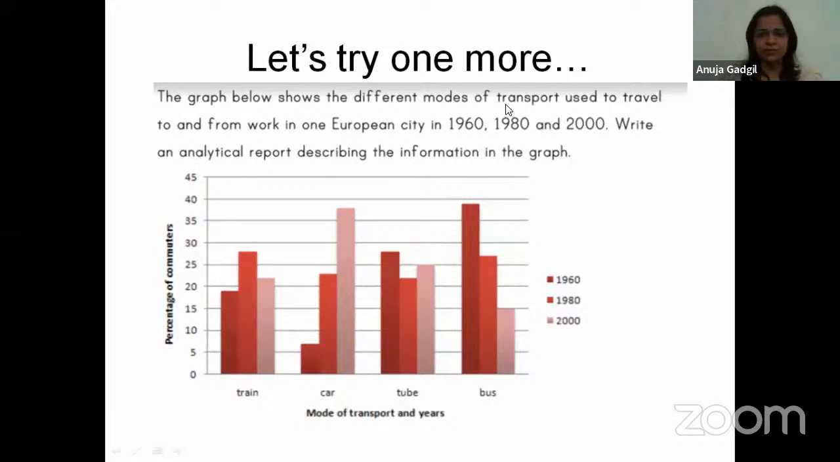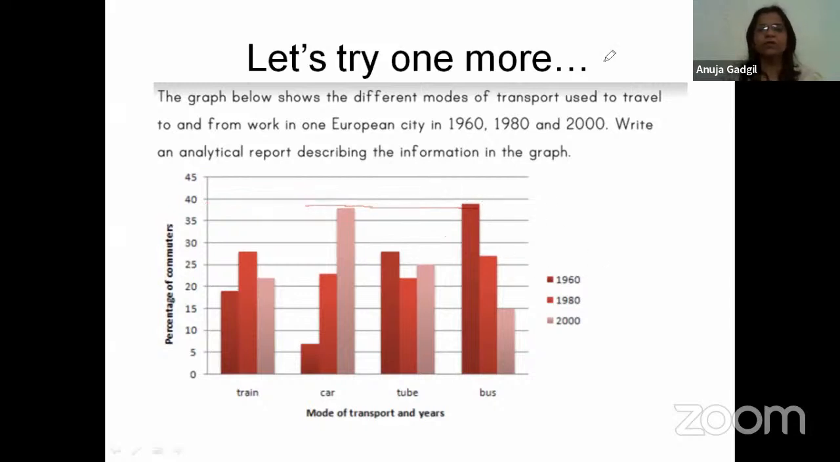Yes, 39%. Yes, correct, Kavyashri. You could say 38 or 39%, both would be acceptable because you just consider the rough figure, the round figure here. So you could say 38 or 39, anything will do. Yes, very good.